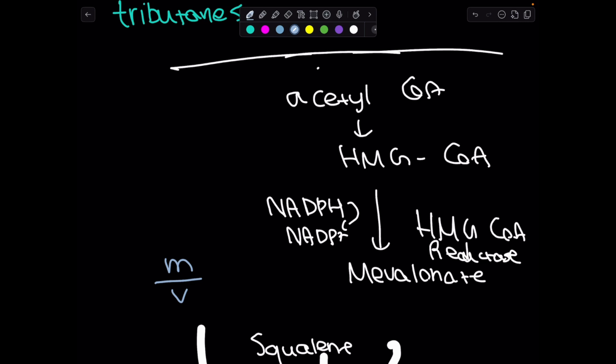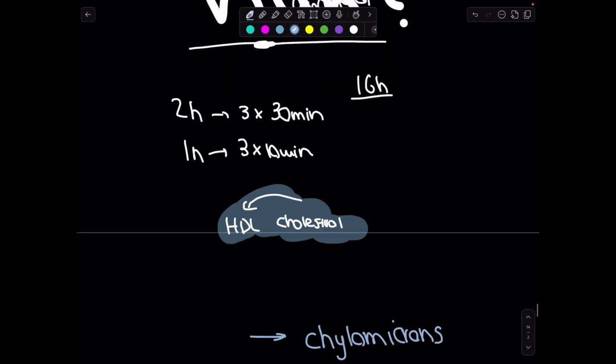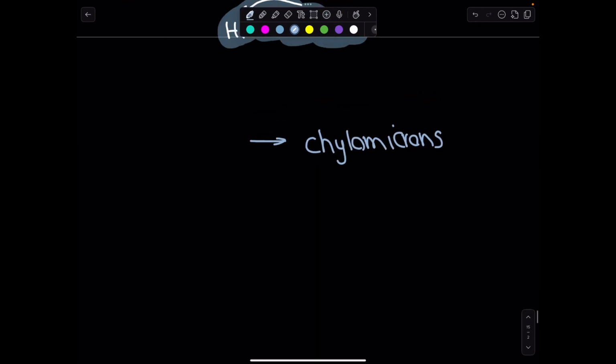HDL has the highest density, most protein, least lipid, and smallest size, 5 to 12 nm, while chylomicrons, VLDL, IDL, and LDL are larger and less dense due to more lipids. Density is mass per volume, so HDL has a high protein mass in a tiny volume. So it's the density of the lipoprotein that we're talking about. Why do we have high density of lipids, it's smaller?